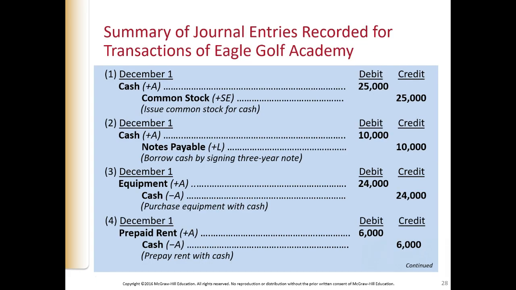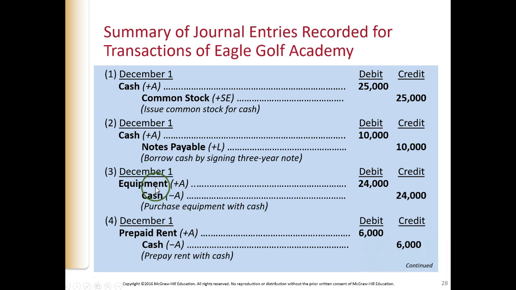Here is just a review of the transactions we've seen before. There's the first one again. We debit cash, credit common stock. On the second entry, we have cash coming in when we borrow money. And this plus A means you're going to increase an asset account and you're going to increase a liability account. So the entry is to debit cash, credit notes payable. You are increasing both of those accounts.